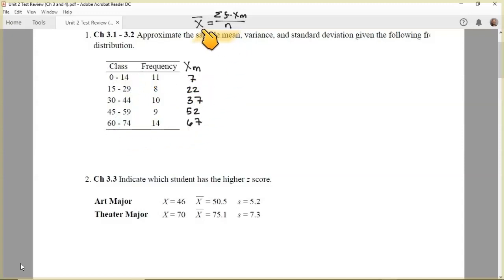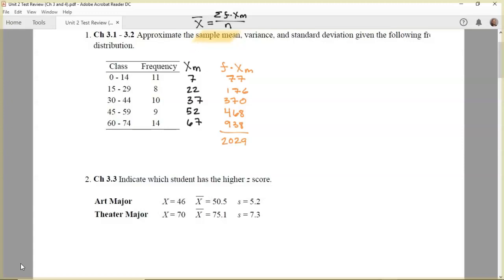Now, in order to utilize this formula, I need to find the sum of the frequency times the midpoint. And right now I don't have that. I have the frequency separately. I have the midpoint separately. Now I need to multiply each frequency times the midpoint for all of them, and then I can find that sum. So we go through and multiply 11 times 7, 8 times 22, 10 times 37, and on, and then we get those values. And now that I have the frequency times the midpoints, I can add these together to get the sum that I need for my estimated sample mean.